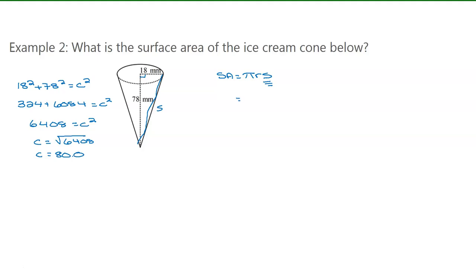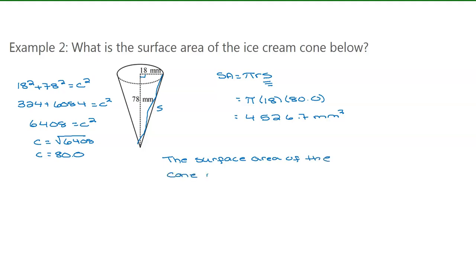So let me plug in 80.0 to be s in this formula over here. The radius is 18 and s is 80.0. Multiplying that together, 4,526.7 millimeters squared. So the surface area of the cone is 4,526.7 millimeters squared.